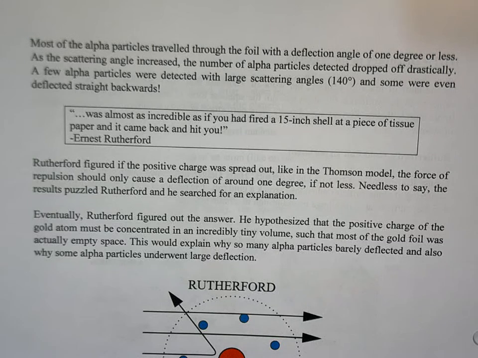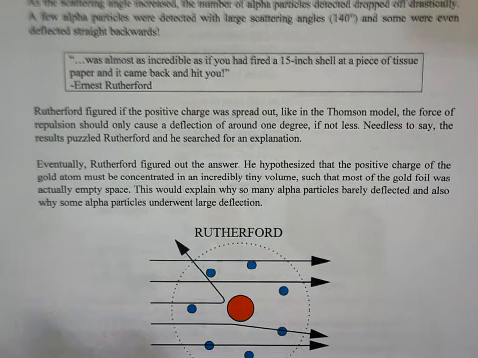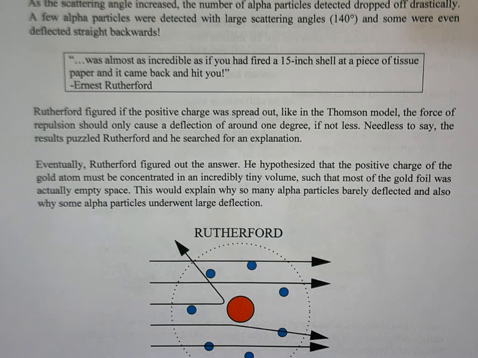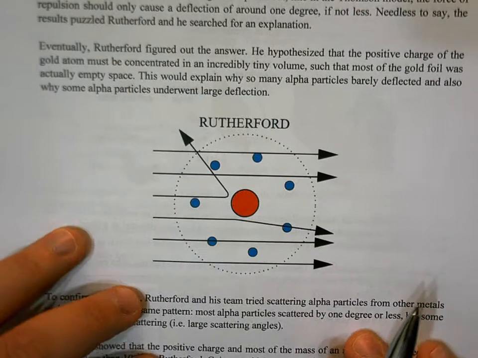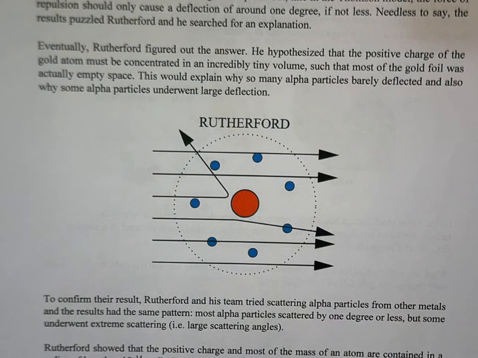Now, that led to a bit of an issue, though. They had to explain why the results were as they were. So Rutherford figured out that there had to be something wrong with the Thomson model. It couldn't be that the positive charge was spread out uniformly. There had to be something a little bit more in depth. What Rutherford eventually figured out is that positive charge isn't spread throughout all of the atom. It's actually concentrated in a very tiny volume.